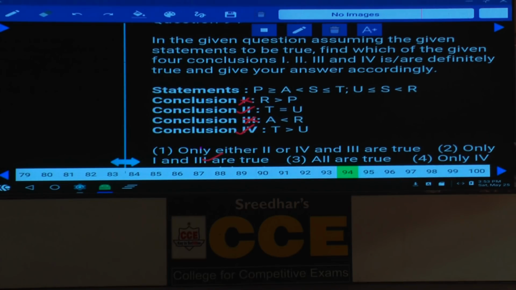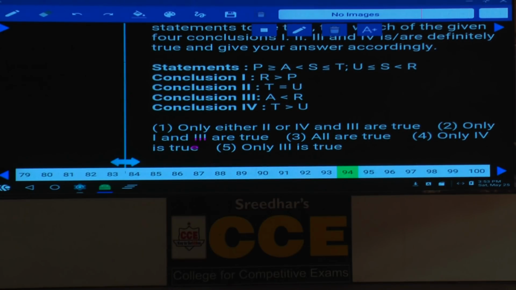Then 94, now in question number 94 the relation between R and P. Now P is here, R is here and the element which is common is S. Now between P and S, one greater than, one lesser than, two opposite symbols, no relation. Next one T and U. Now in this, A lesser than S, isn't it? Now S lesser than or equals to T and U lesser than or equals to S means U lesser than or equals to S.